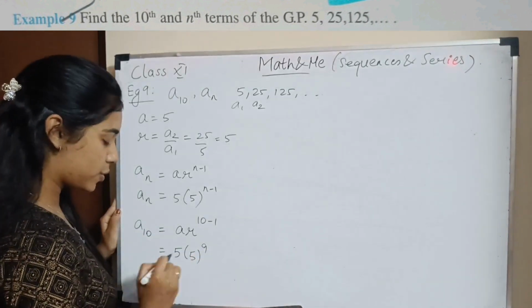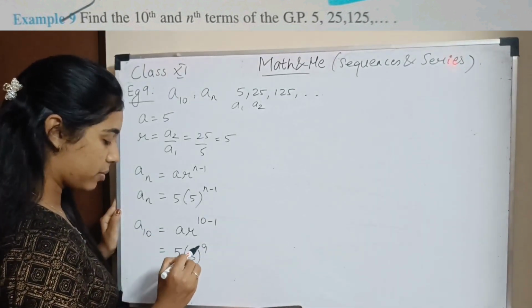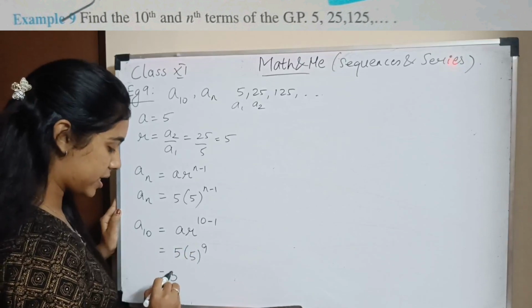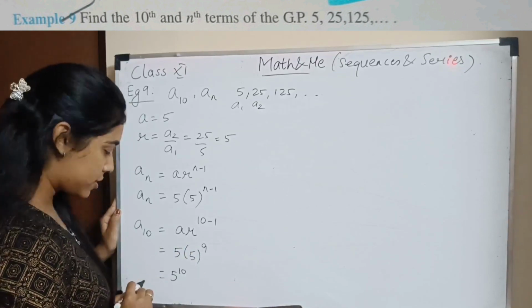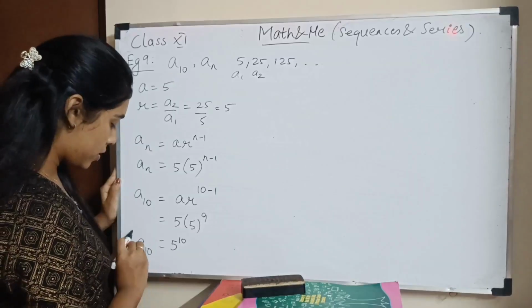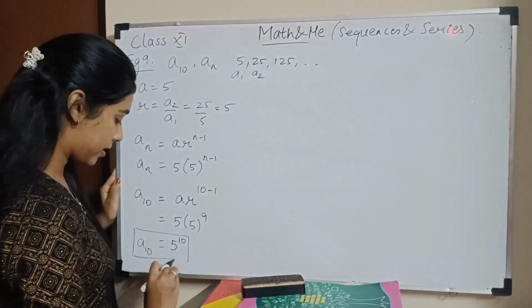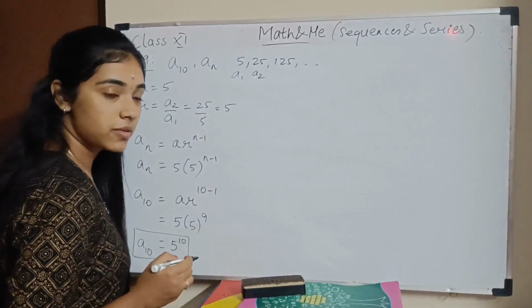So when you add the powers, what do you get? 5 to the power 1, 5 to the power 9. So 9 plus 1 is 10. So 5 to the power 10. This is your final answer. Okay? You can just leave it like that. You don't have to sit and multiply 10 times.